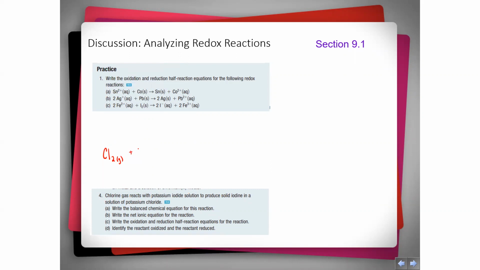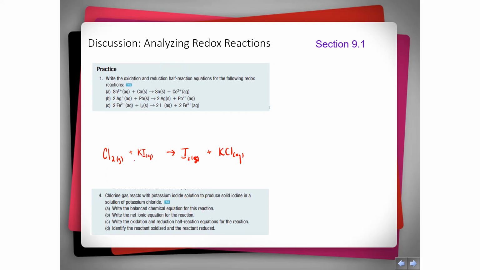It reacts with potassium iodide, that formula should be KI, to produce solid iodine. Again, iodine is one of our diatomics. Oops, solid, not gas, solid iodine, in a solution of potassium chloride, so KCl. All right, write a balanced chemical equation for this reaction.